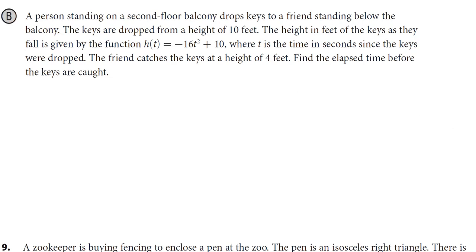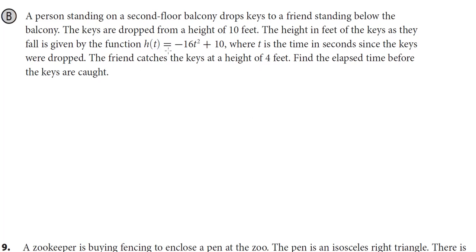A person standing on a second floor balcony drops keys to a friend standing below the balcony. The keys are dropped from a height of 10 feet. The height in feet of the keys as they fall is given by the function h of t equals negative 16t squared plus 10, where t is the time in seconds since the keys were dropped. The friend catches the keys at a height of 4 feet. Find the elapsed time before the keys are caught.